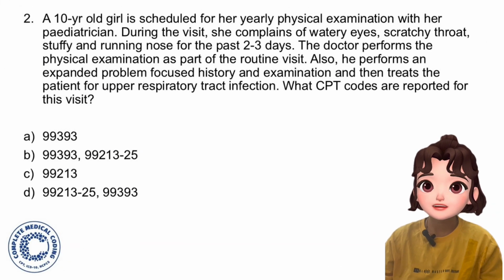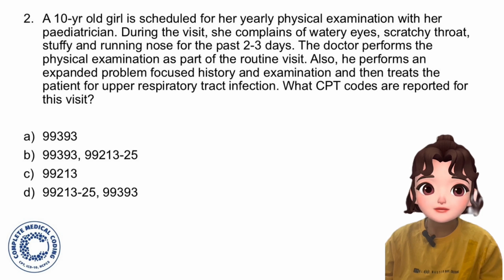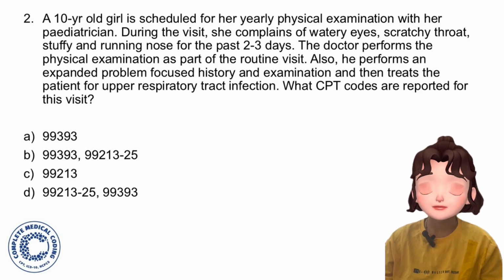Now let's look into the second question. A 10-year-old girl is scheduled for her yearly physical examination with her pediatrician. During the visit, she complains of watery eyes, scratchy throat, and a stuffy and running nose for the past 2 to 3 days. The doctor performs the physical examination as part of the routine visit. Also, he performs an expanded problem-focused history and examination and then treats the patient for upper respiratory tract infection. You might get the short form URTI also, for upper respiratory tract infection. What CPT codes are reported for this visit?